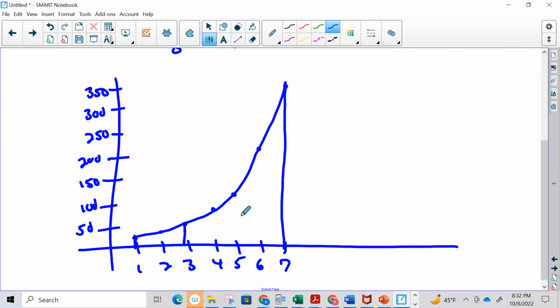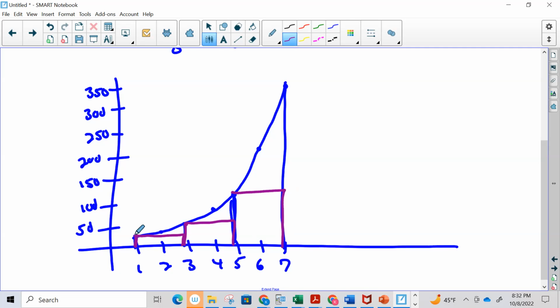Again, the width of all my rectangles is 2 because I'm dividing into 3 subdivisions. But when I do a left endpoint approximation, the height is going to be determined by the left endpoint. So the height is going to be at x equals 1, and then the height is determined by x equals 3 for the second rectangle, and x equals 5 for the third.